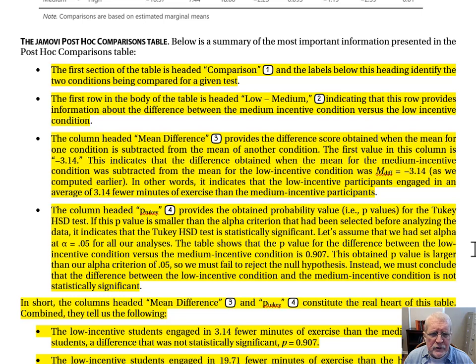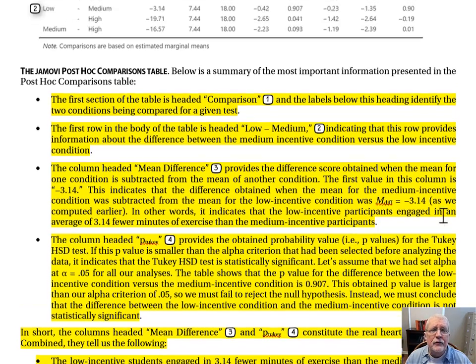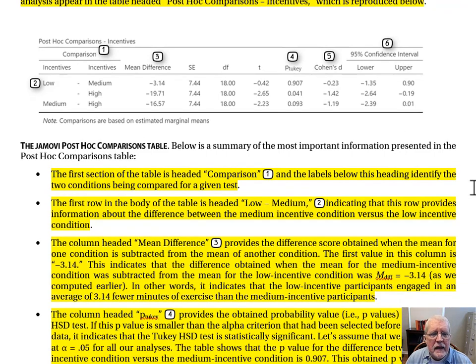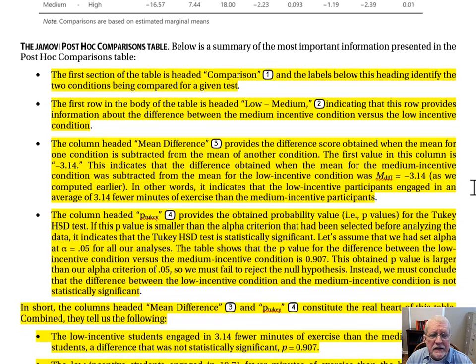Instead, we must conclude that the difference between the low incentive condition and the medium incentive condition is not statistically significant. Well, that's usually bad news for the researcher. For this first comparison, low incentive condition versus medium incentive condition, this p-value tells us that the difference between those two means is not statistically significant. Let's hope something else is statistically significant.